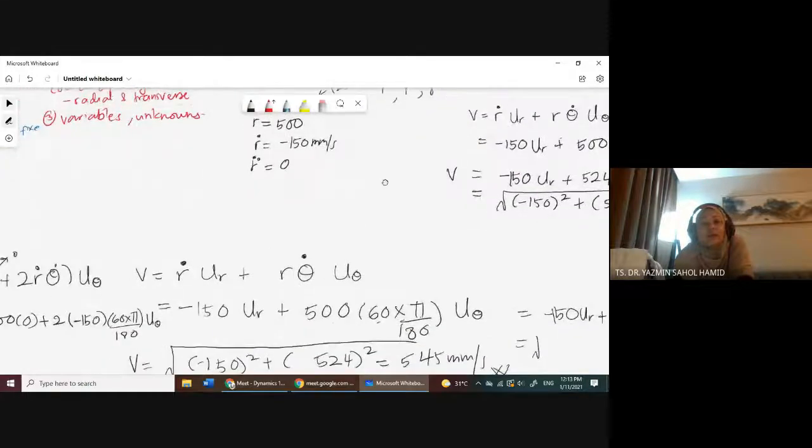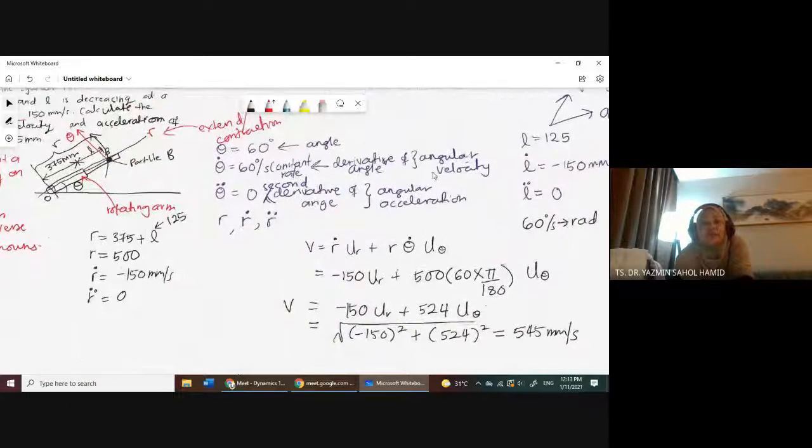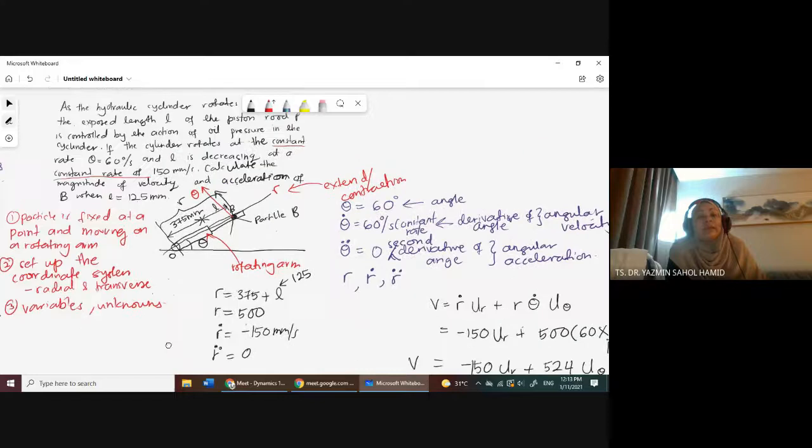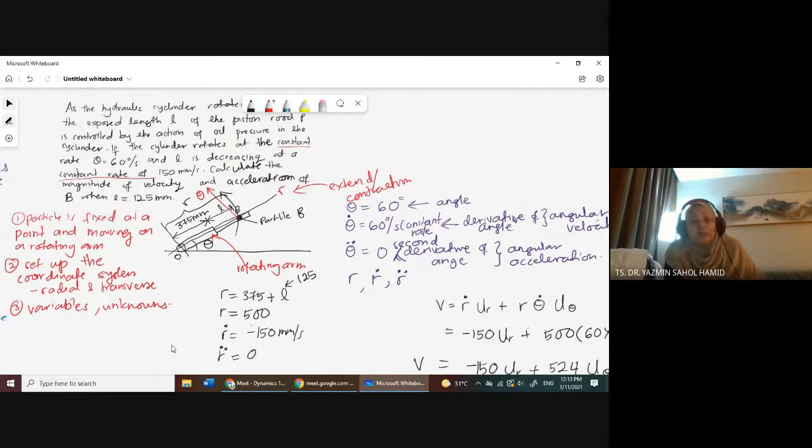what is the formula given to you, you just write it. But what is crucial is for you to be able to identify what is theta dot, what is r dot, what is r, what is l. All those things are crucial for you in understanding the question to come up with the variables given.